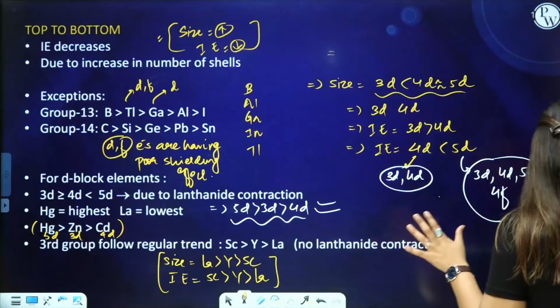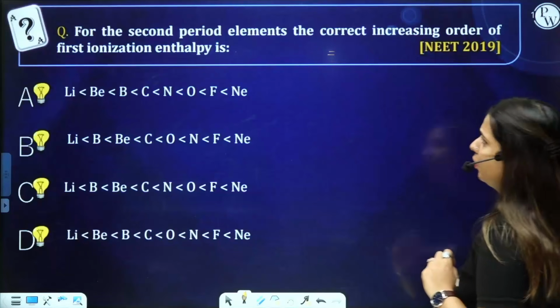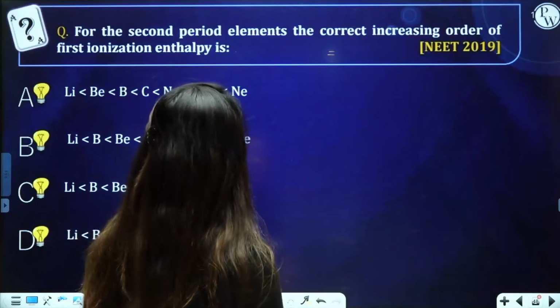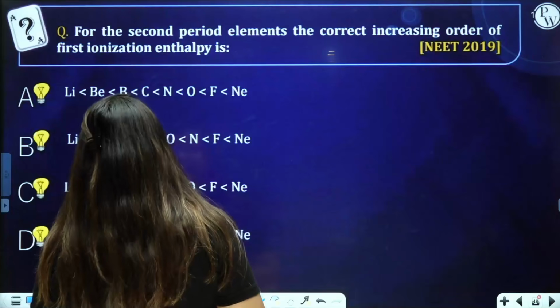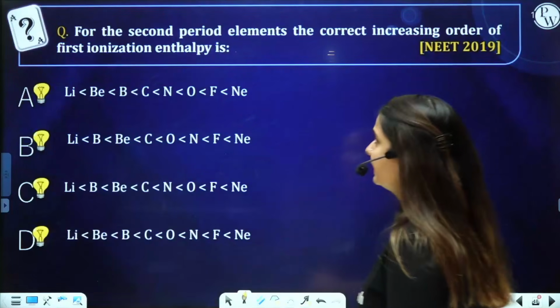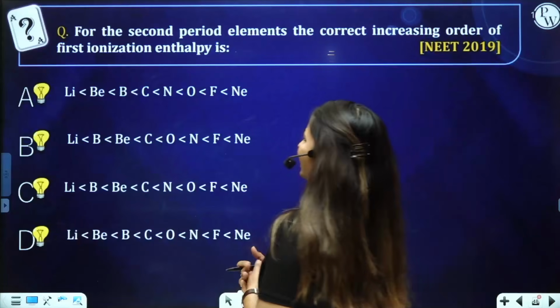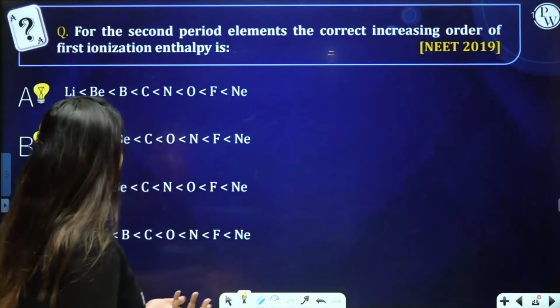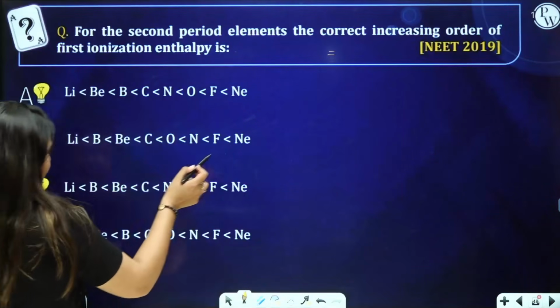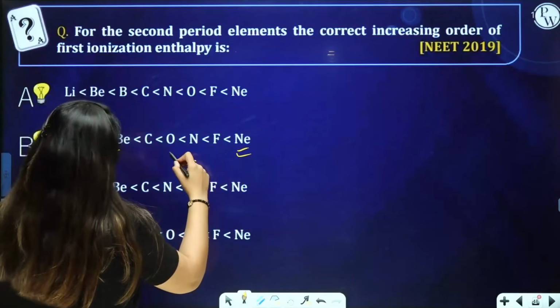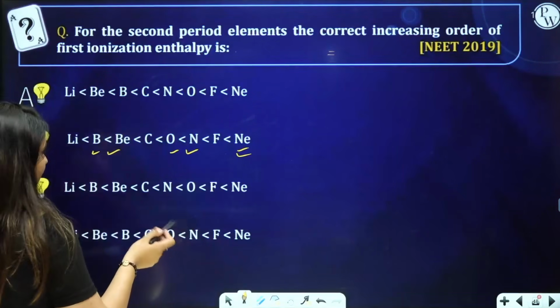Okay. Let's move forward. For the second period elements, the correct increasing order of the first ionization enthalpy. No problem. What is the problem? There is no problem. Include the exceptions. Yes, neon is correct. Beryllium boron exception is included. Yes. Everything is included.